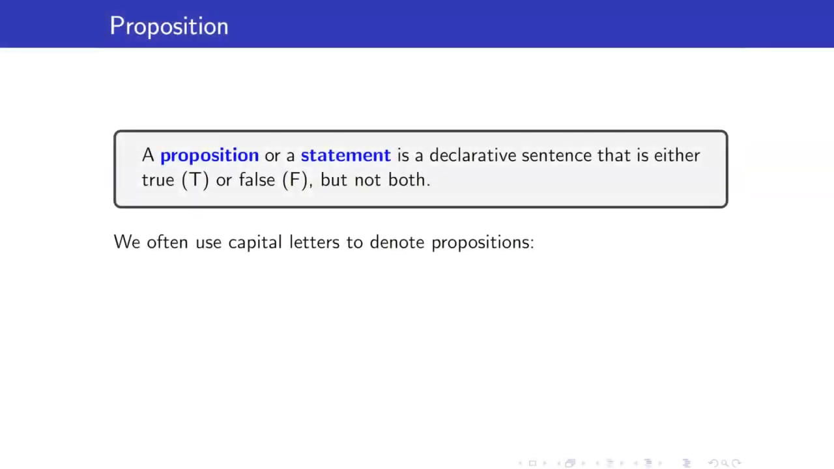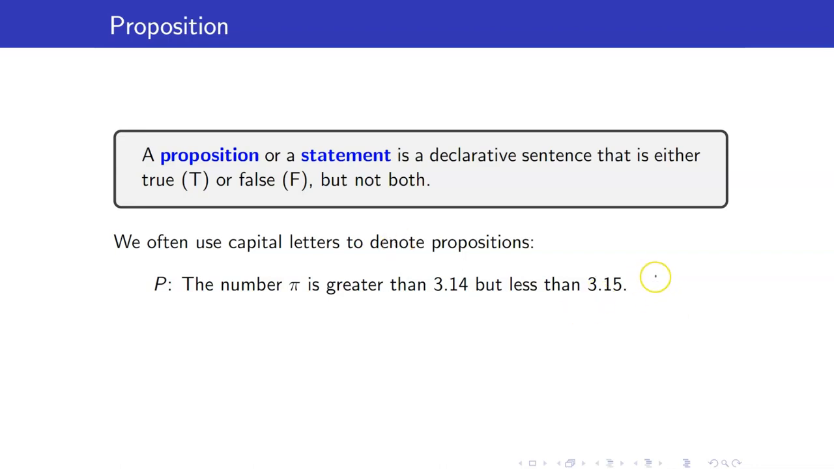A proposition or a statement is a declarative sentence that is either true or false but not both. We call this the truth value of your proposition. We often use capital letters to denote propositions. So for example, the number pi is greater than 3.14 but less than 3.14. This is a proposition. In particular, its truth value is true.